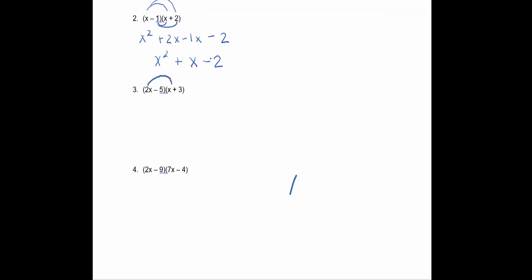First term in this parenthesis times the first term in the second parenthesis. 2x times x is 2x squared. The outside terms, on the outside is 2x times 3, 6x. The inside, negative 5 times x. And the last term in each parenthesis, negative 5 times positive 3 is negative 15. Combine your like terms: 2x squared plus 1x minus 15.